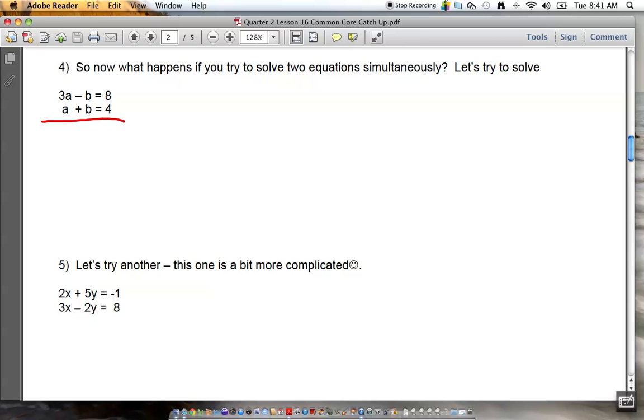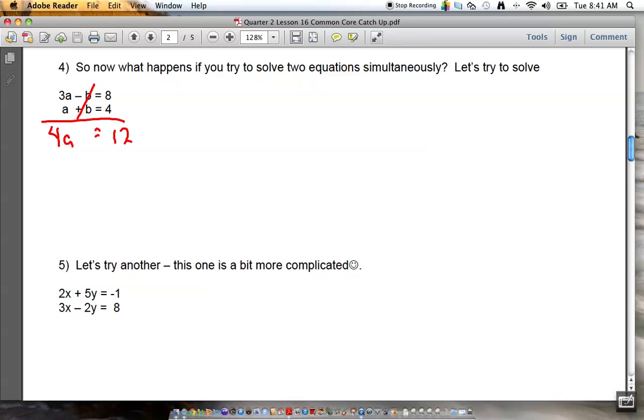So what's 3A plus an A? Sweet. What's minus B? Oh, this is cool. This is good. This is sweet. What's a negative B and a positive B if you add them up? 0. Equals. What's 8 plus 4? 12. Now, do you see how beautiful that is? That's like a work of art.